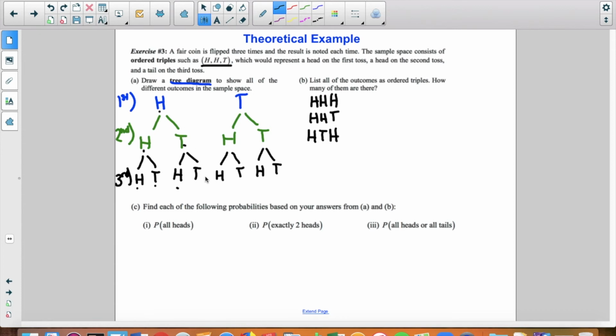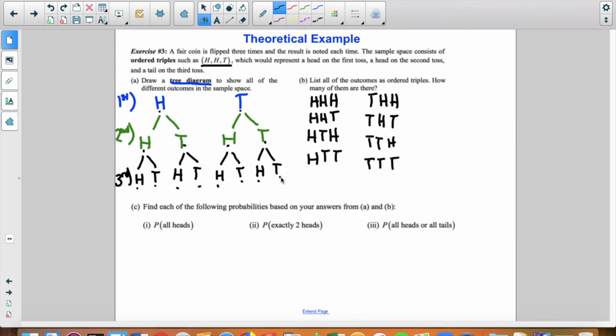Then we have heads, tails, tails. Okay, so now this whole branch is done. Let's look at this one. We have tails, heads, heads. Then we have tails, heads, tails. Then we have this branch done, working on the other, tails, tails, heads. Then we have tails, tails, tails.